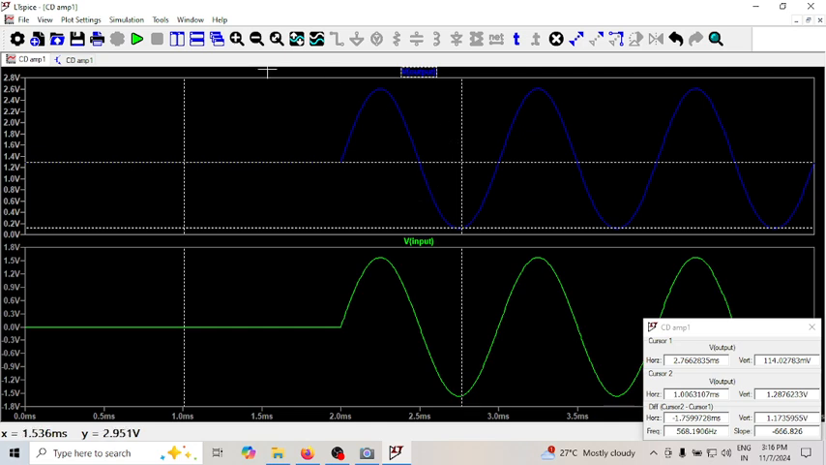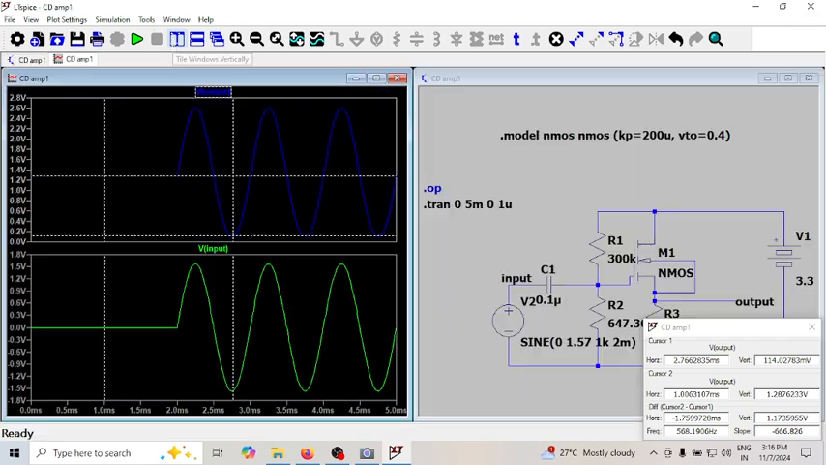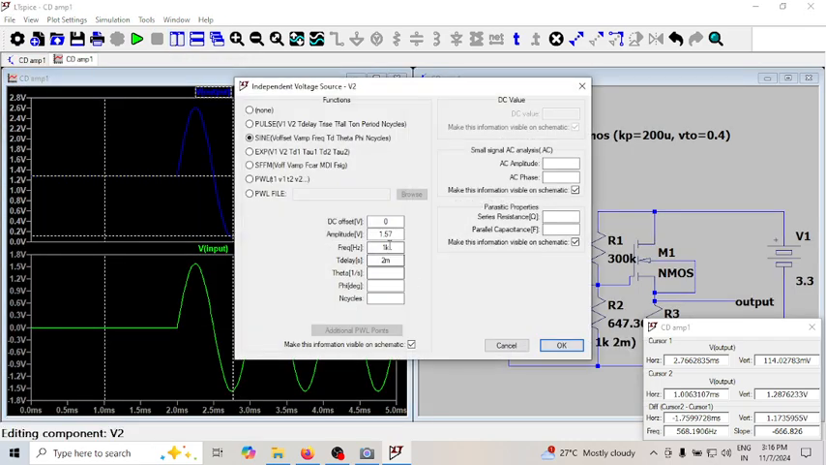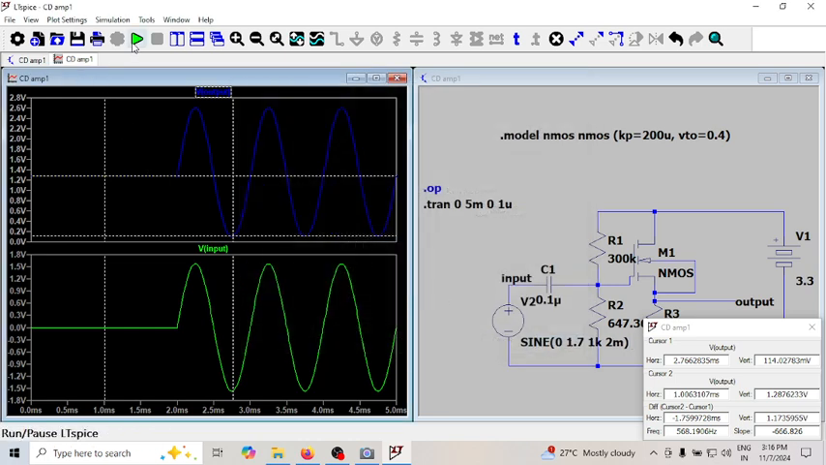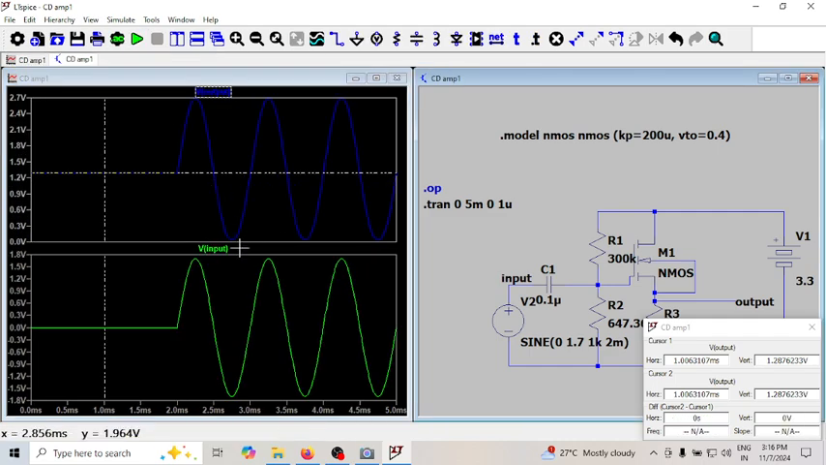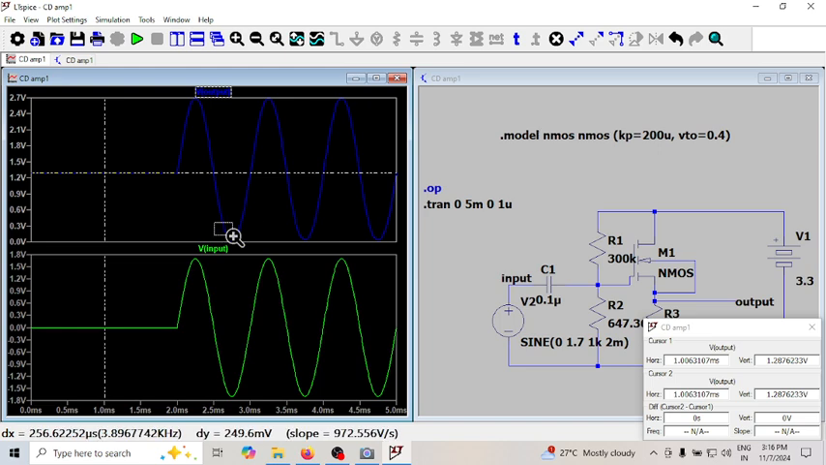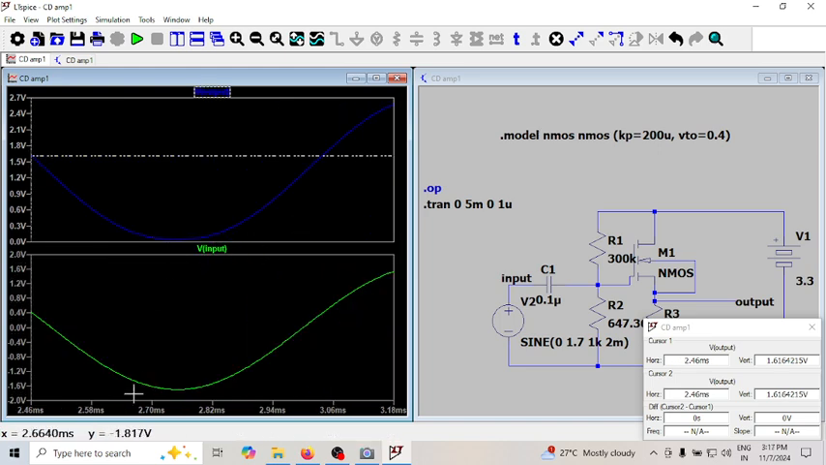Suppose I increase the voltage beyond this, like 1.6 or 1.7. If I make it 1.7 and run, you can see this is clipping. Can you see this is not a pure sinusoid? The sinusoid is clipped off.